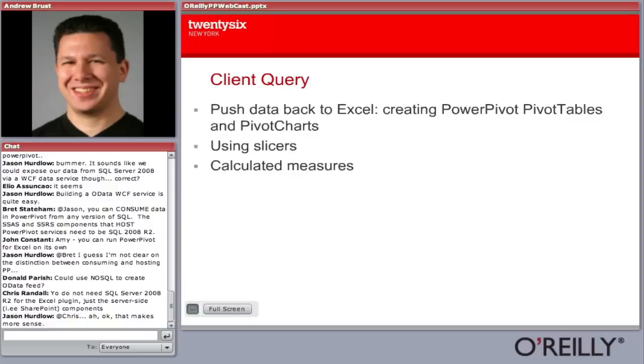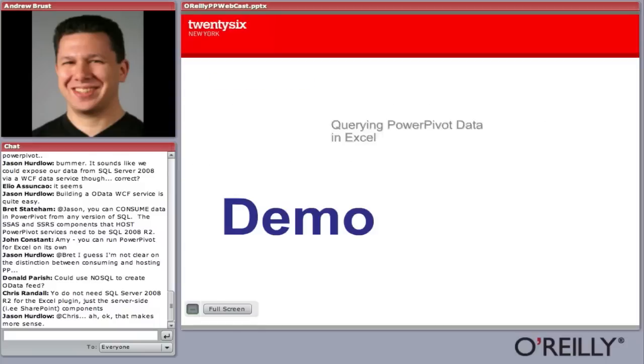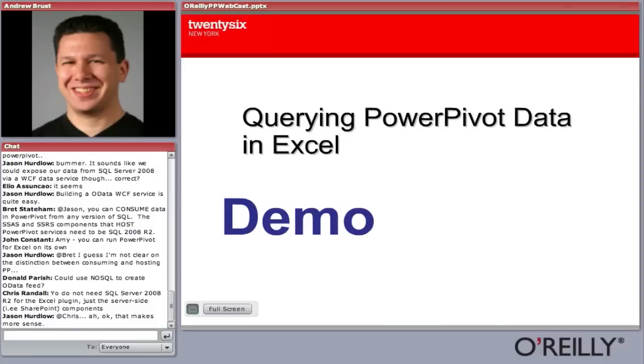Now, the next thing is how do we actually start doing some analysis on this? And what we're going to do is push the data into Excel proper, and that's going to create a pivot table and a pivot chart on top of it. Not a standard pivot table, pivot chart, but a PowerPivot pivot table and pivot chart. And I haven't said PowerPoint once yet, except just now. We're also going to use these things called slicers, and we're going to create a calculated measure.